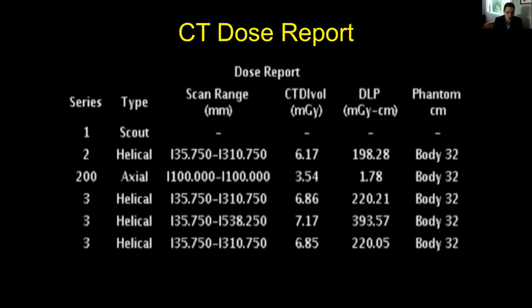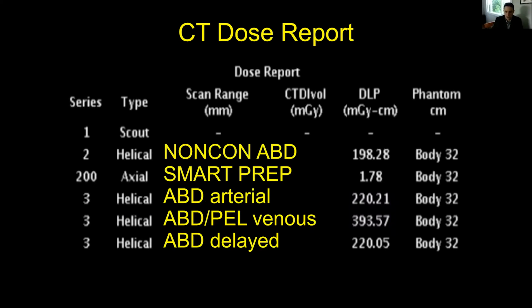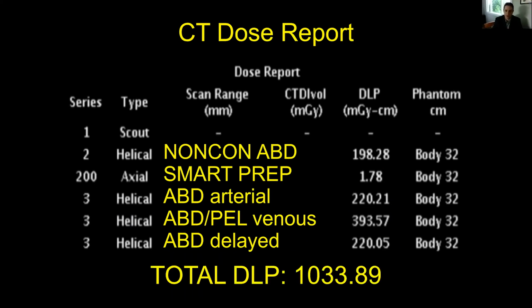Okay, what do we do now? Looks like we did another abdomen, probably doing some delayed, maybe a urographic phase, who knows? And we can see that the dose is pretty similar to the abdomen arterial, again, because it's the same distribution. So we did a non-con, a smart prep, an abdomen arterial, an abdomen venous, and an abdomen and delayed. And when you add all those up together, that's how you got such a high number.